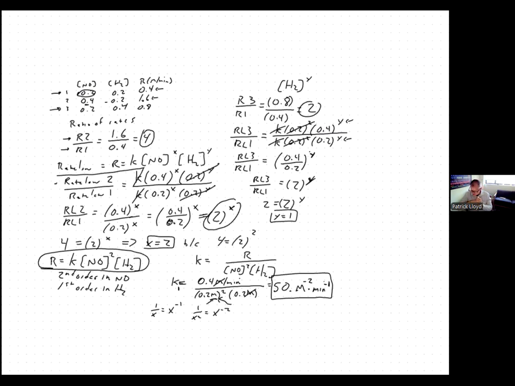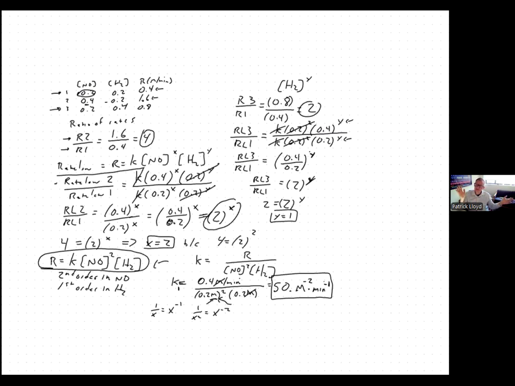Okay, so that's called the method of initial rates. And that is essentially a standard problem that we do in kinetic analysis. What it does is it allows us to determine the form of the rate law. Overall, this reaction is third order, second order in NO, first order in H2. So overall, 2 plus 1 is 3. And the rate constant is 50 reciprocal molar squared reciprocal minutes, right? We don't make too much out of the interpretation of the units, but it's a third order reaction.